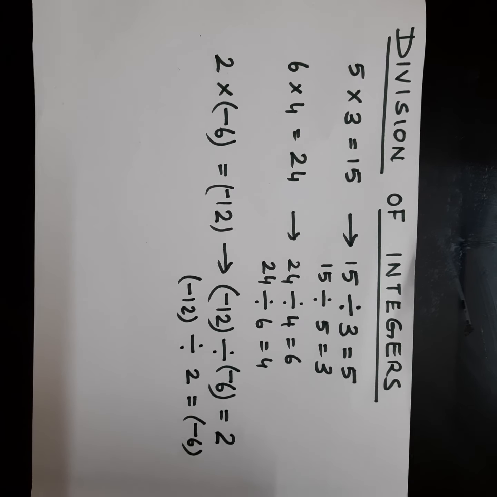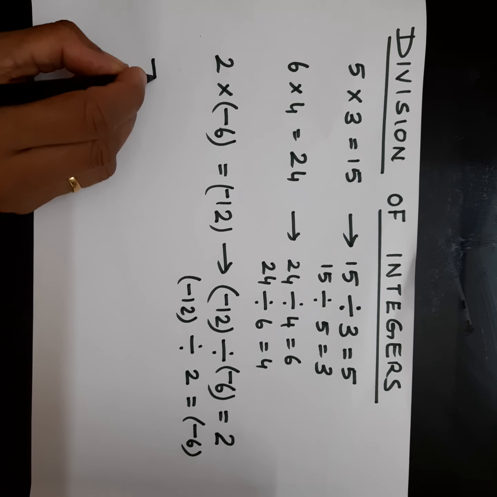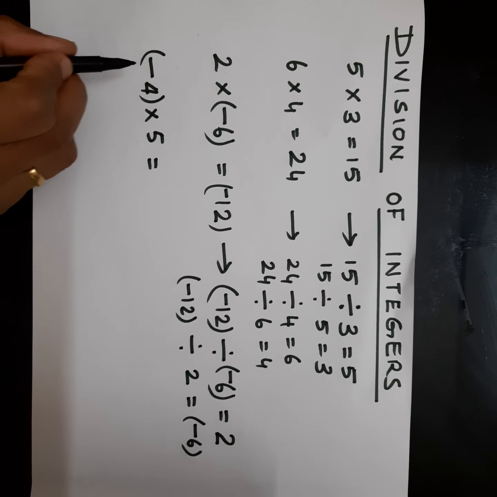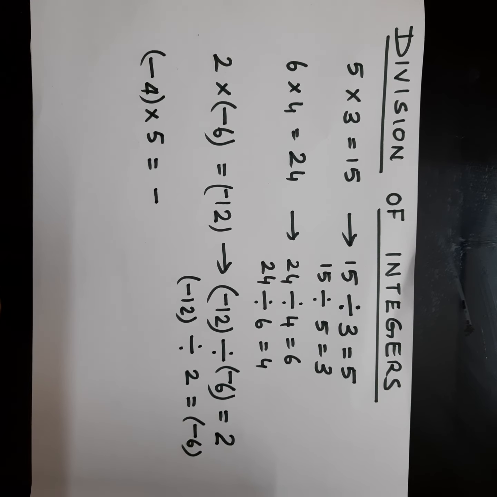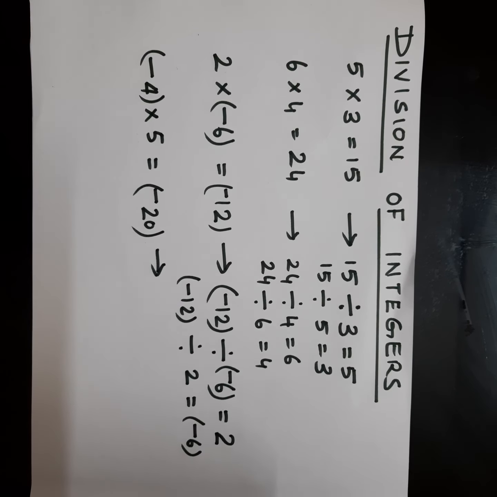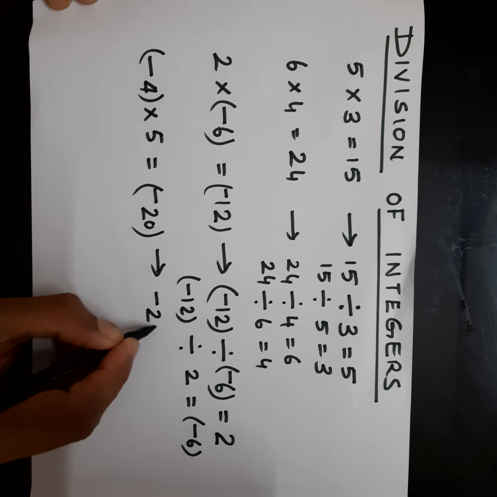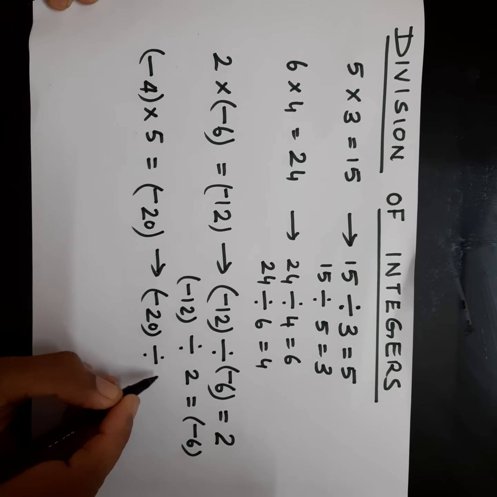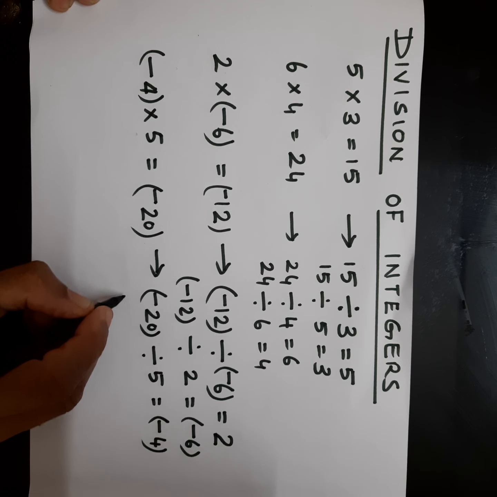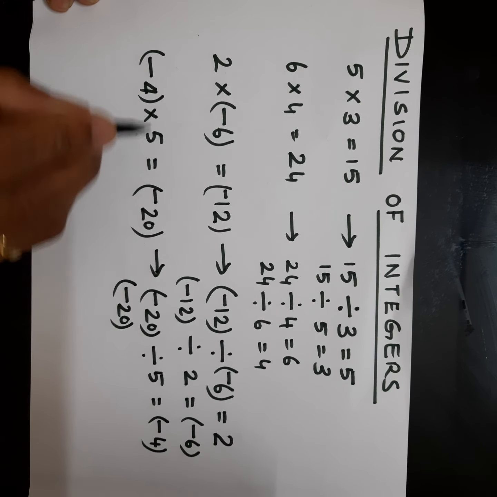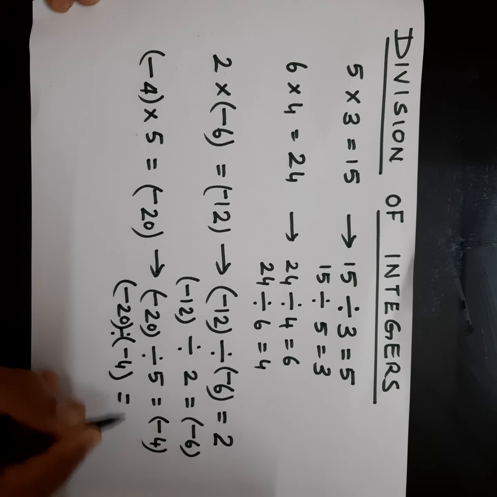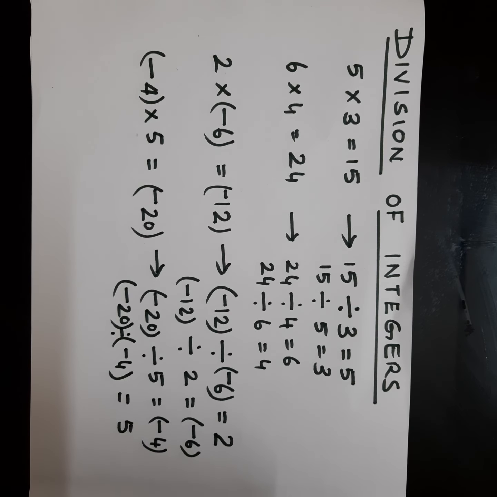Another example, minus 4 into 5. What is minus 4 into 5? Here also one negative. One negative means the product will be negative. 4 into 5 is 20, so it is minus 20. From this again we can write two division statements. Minus 20 divided by 5 is equal to minus 4. Second one is minus 20 divided by minus 4 is equal to 5. So these are the two division statements.